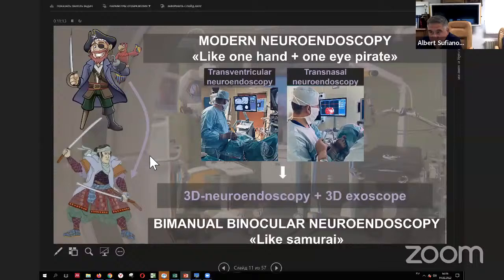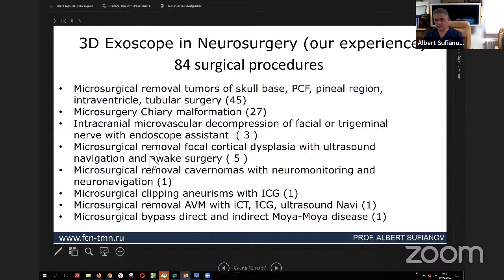And in this slide, I present our experience now about the 3D exoscope in neurosurgery. We now have more than 80 surgical cases, near 100 cases, and a lot of possible indications for this kind of surgery. You see mainly tumors, near 50 cases, microsurgery, Chiari malformation, and also microvascular decompression in functional neurosurgery is possible, very useful for the facial and trigeminal nerve with endoscopic assistance and exoscopic surgery. Very interesting and very promising, I think, in epilepsy surgery, just for removal of focal cortical dysplasia. We have experience of vascular surgery, clipping of aneurysms, cavernomas, removal of AVM, and bypass surgery is also possible. We have experience with this kind of surgery.